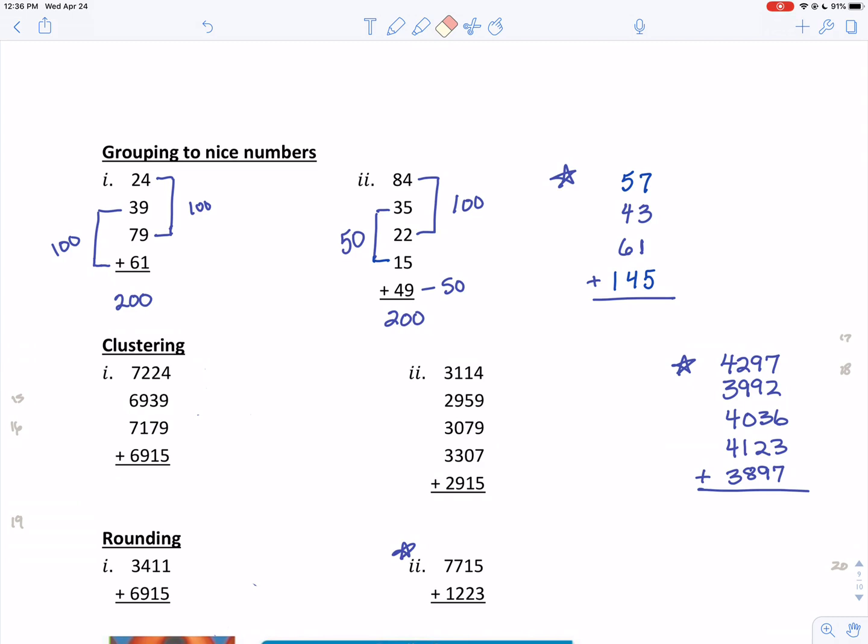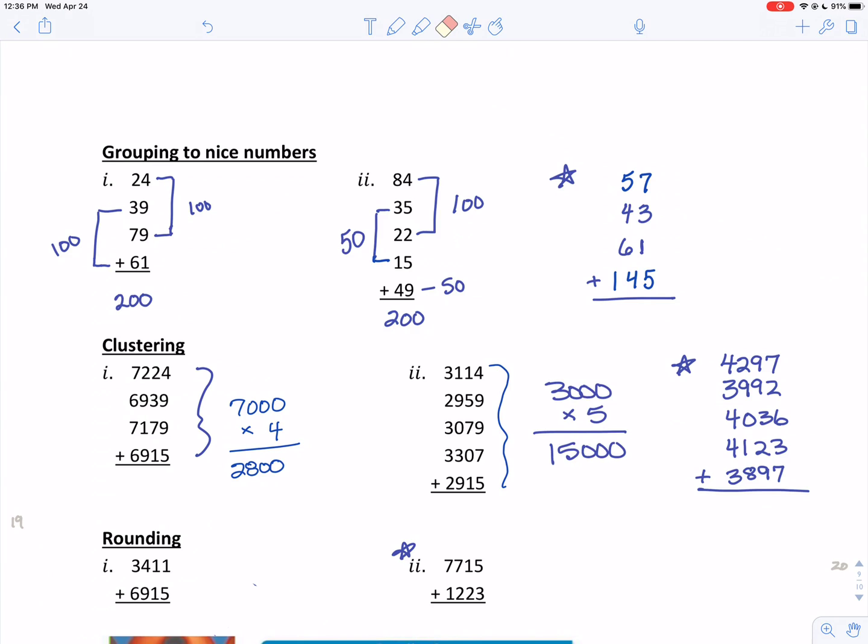Then there's clustering. If you notice, every number in that first problem is about 7,000. So we have 7,000 times 4 because we have 4 of them. So that would be about 2,800. In the second one, they're all about 3,000. And there's 5 of them, so it would be about 15,000. Again, I want you to do the third one for class.